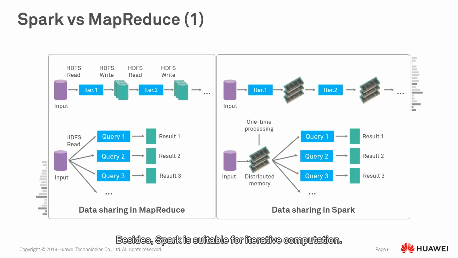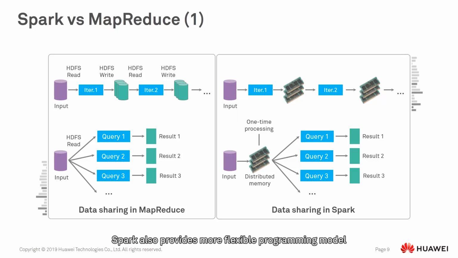Besides, Spark is suitable for iterative computation. If repeated operations increase, more data needs to be read, and Spark computing brings greater benefits because intermediate data of Spark is stored in memory. So the performance of Spark is over 100 times higher than that of MapReduce in specific scenarios with multiple iterations. For scenarios with fewer iterations, Spark does not have many advantages over MapReduce.